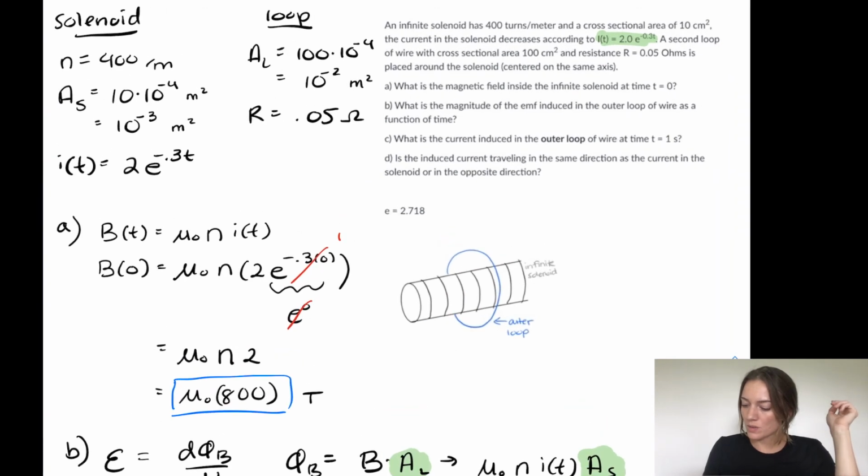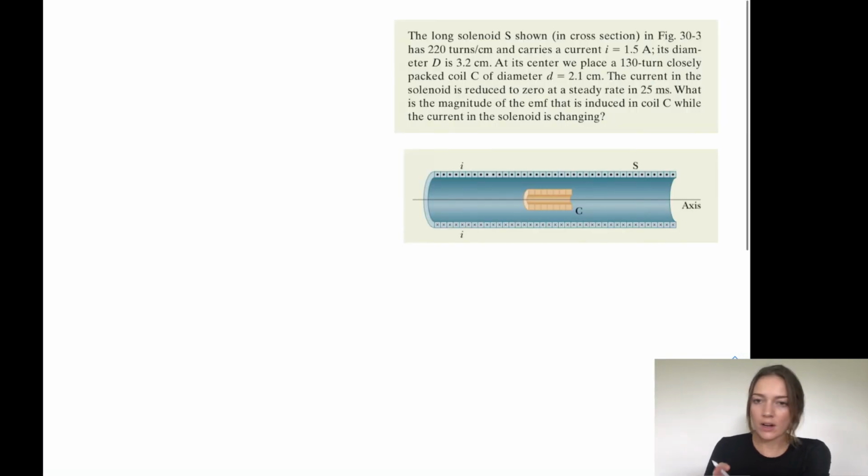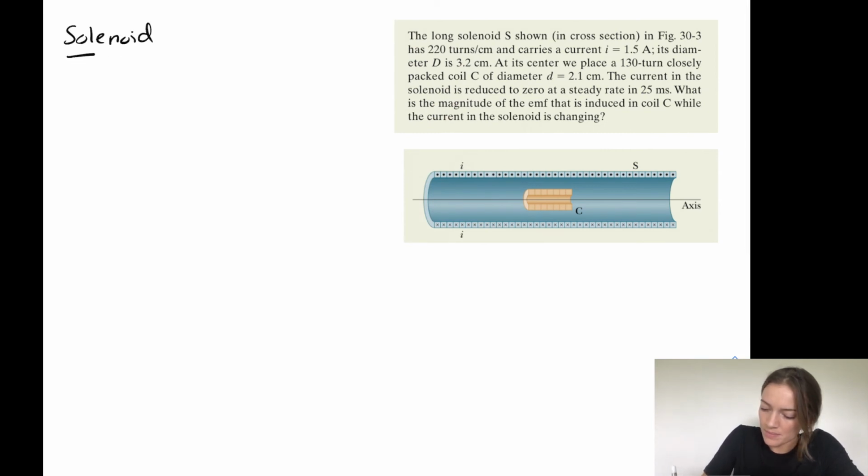Okay, so now let's go on to another example. For this problem, we have a mini finite solenoid within an infinitely long solenoid. So we have a long solenoid here. Whenever you see a problem that says a long solenoid, you can just assume that means infinite. So we have a long solenoid with 220 turns per centimeter. Let's write down everything for our bigger solenoid, and then the inner coil, we'll call it.